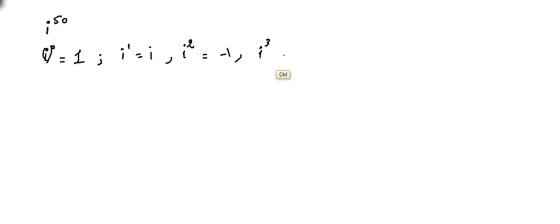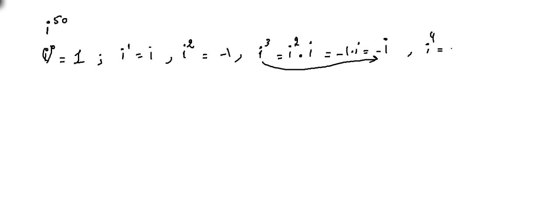What is i to the power 3? It's i to the power 2 times i. So i to the power 2 is minus 1, times i. The answer is minus i. So i to the power 3 is equal to minus i. What is i to the power 4? It's simply i squared squared, and i squared is minus 1.